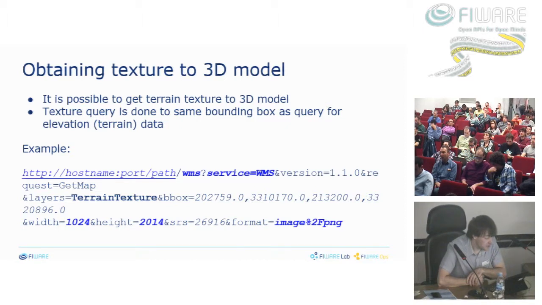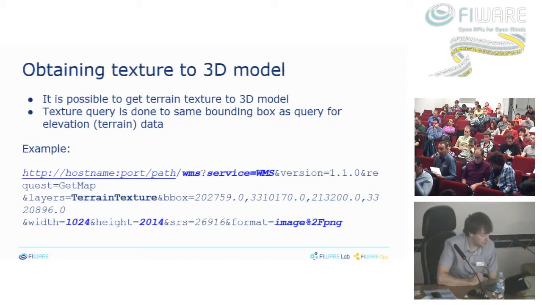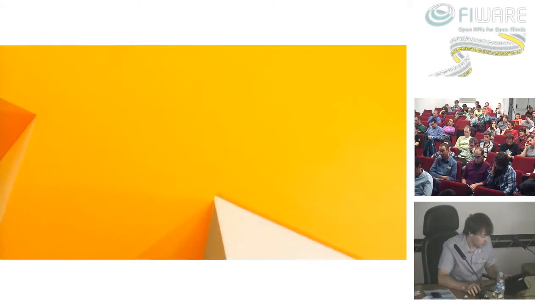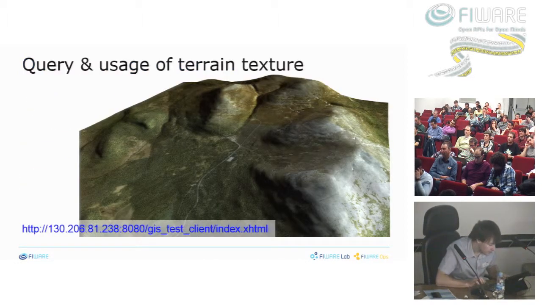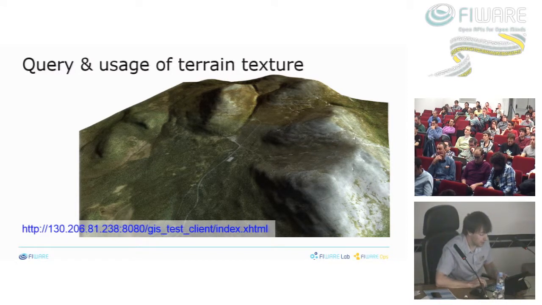More interesting is that you can also obtain textures for this 3D model. So there is another API, which is the WMS, the Web Map Service, to retrieve texture data for this elevation model. This finally looks like this. I would just skip the live demo as it is the same client as the last one.